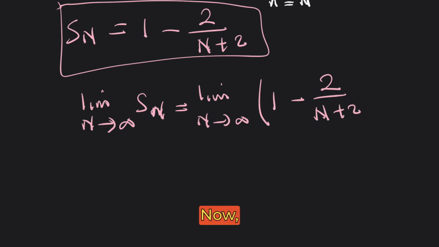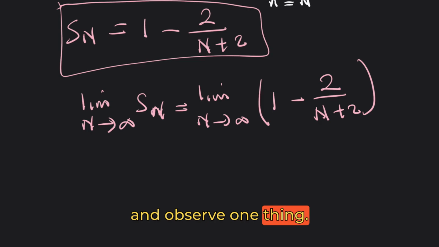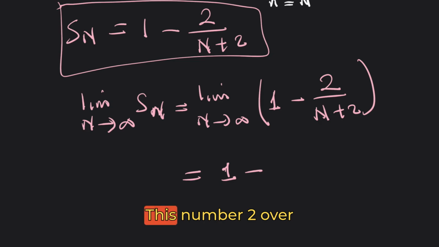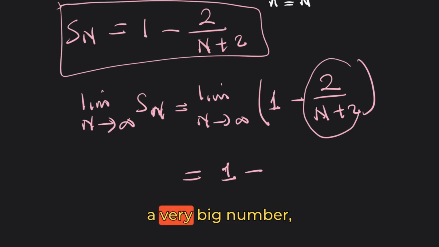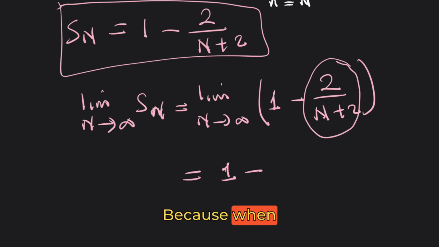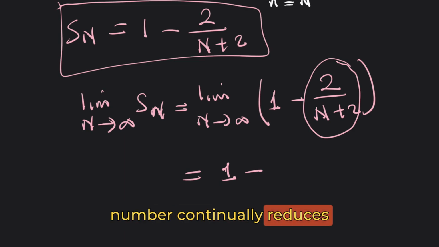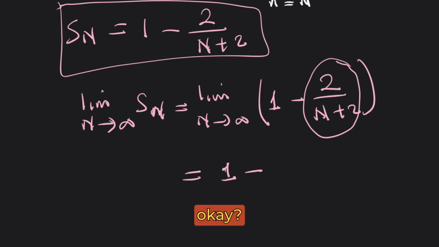Now let us go ahead and observe one thing. 1 remains unchanged, right? As n goes to infinity, 1 is not affected. But look at this number, 2 over a very big number. 2 over a very big number is 0, right? Because when you increase the denominator, this number reduces and approaches 0. Okay, so the limit here is just 1. Therefore, we conclude that the series converges to 1.